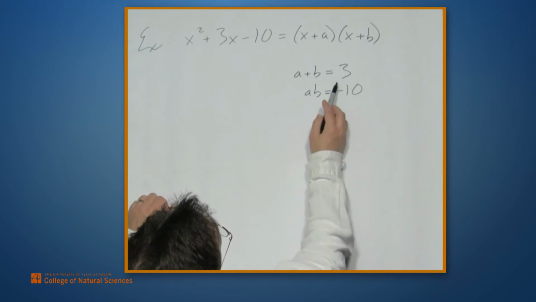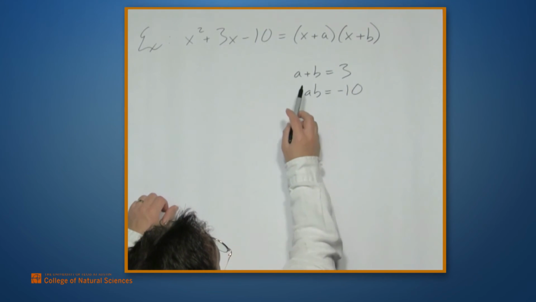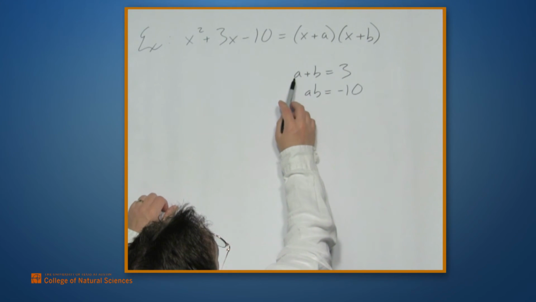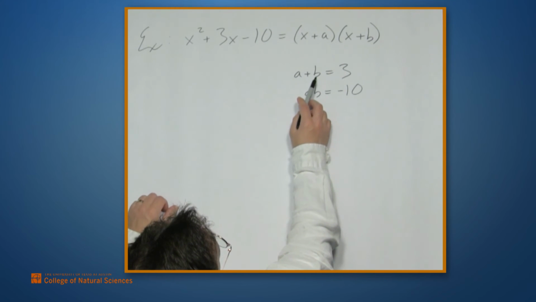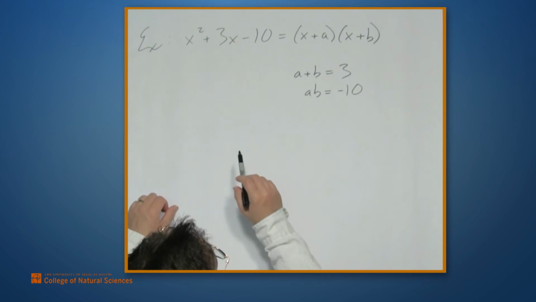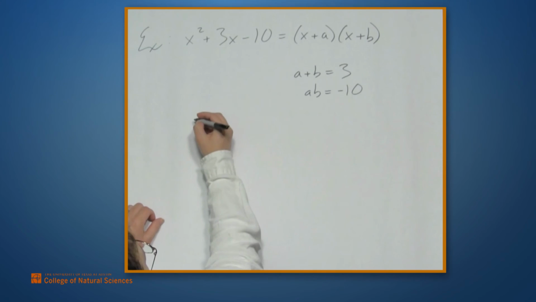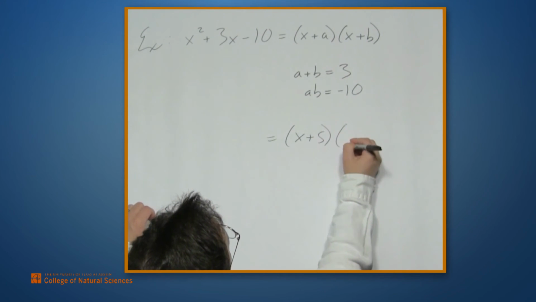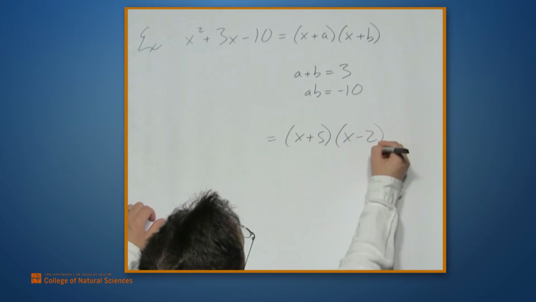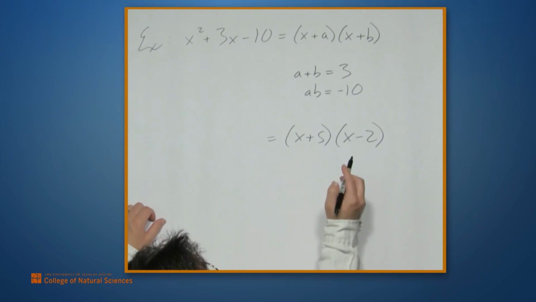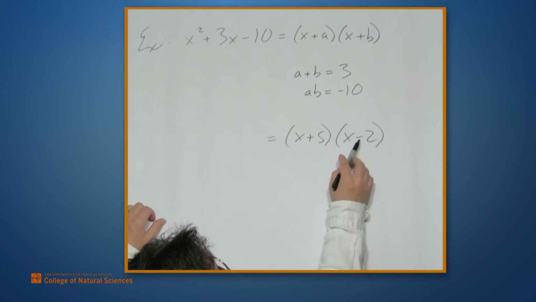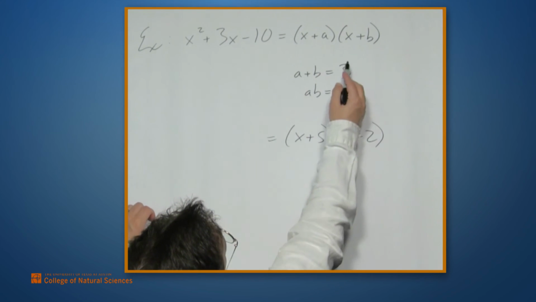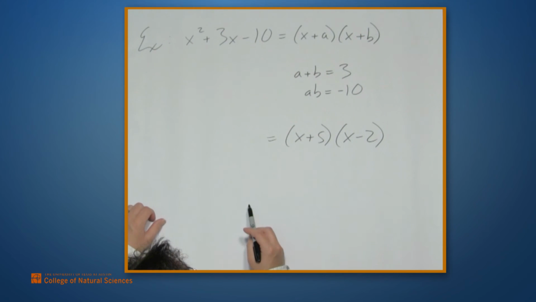1 and 10, there's no way to get 3 from 1 and 10. If we set these equal to 2 and 5, we can do it, except we need 5 to be the larger one and negative 2 to be the smaller one. So we get (x plus 5) times (x minus 2). Remember, we knew to make the 2 the one with the minus sign because the sum here had to be plus 5 minus 2 to give us 3.